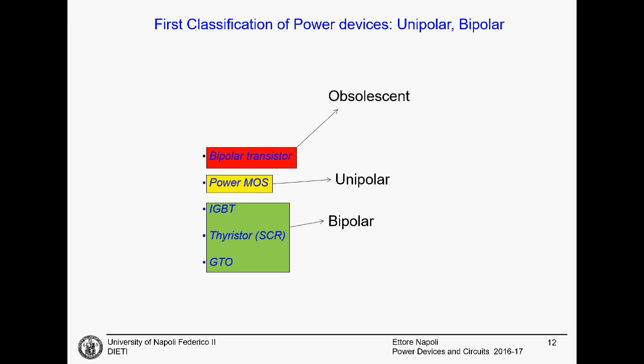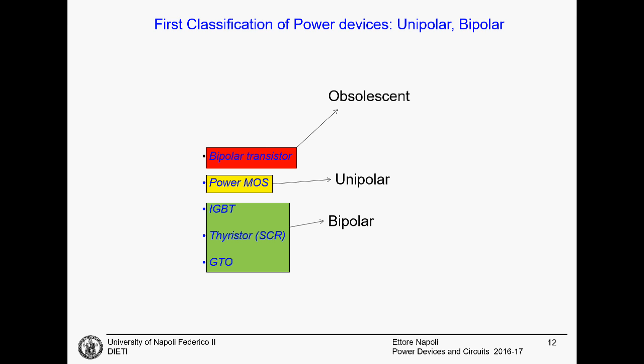The most important unipolar device is the MOSFET. There the current is only driven by electrons. There are no holes in an NMOS. And then we have IGBT, thyristor, and GTO that are also bipolar devices. It must be said that in modern applications, probably bipolar transistors are no longer used. We can then say that these are obsolescent devices.